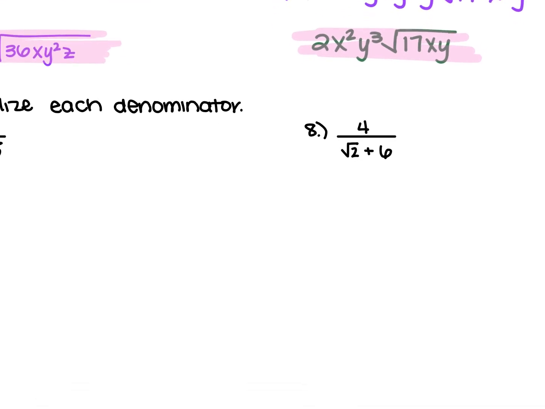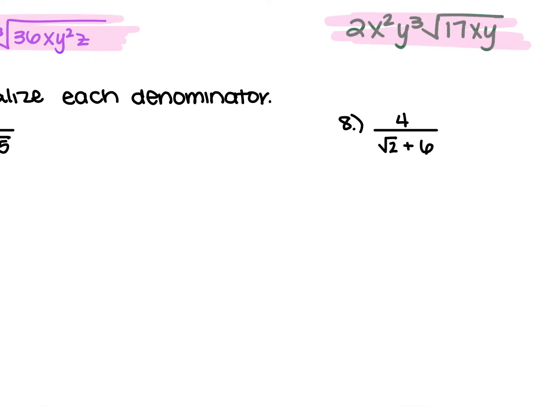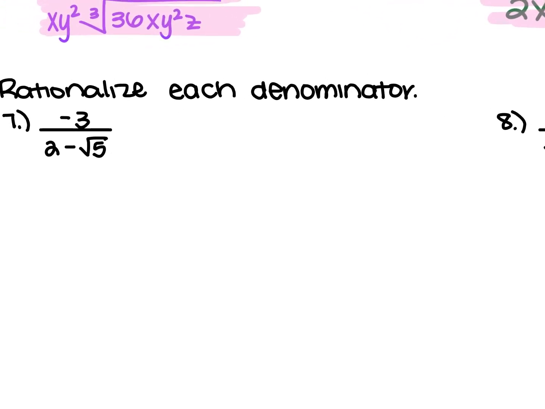For numbers 7 and 8, we're rationalizing the denominator here. So with these, we're going to take the conjugate of the denominator and multiply by the top and the bottom of our fraction. For number 7, we have -3 over 2 minus the square root of 5. We're going to put parentheses around the 2 minus the square root of 5, and then make another with 2 plus the square root of 5. So keep the 2 terms, but change the sign in between them. Multiply the top by that as well.